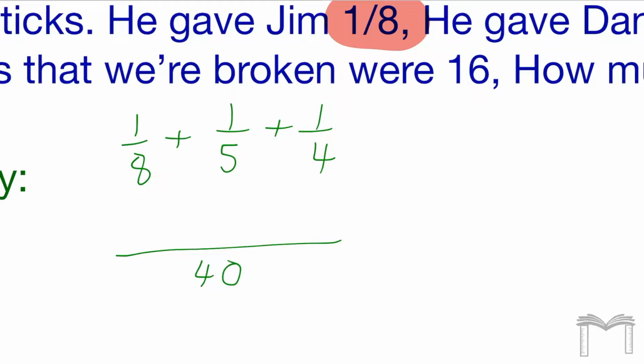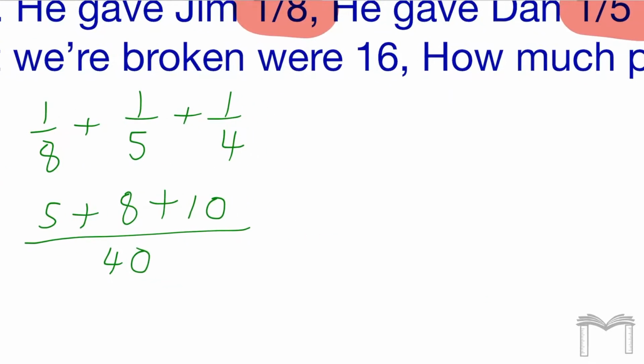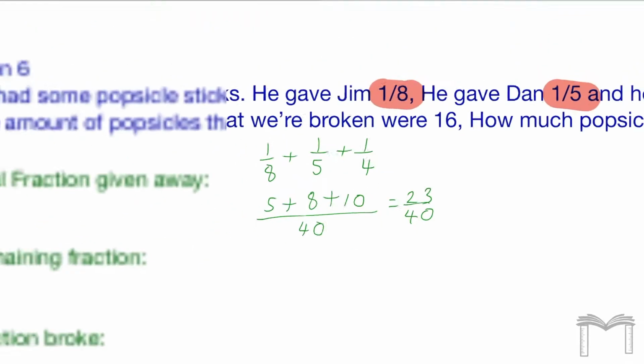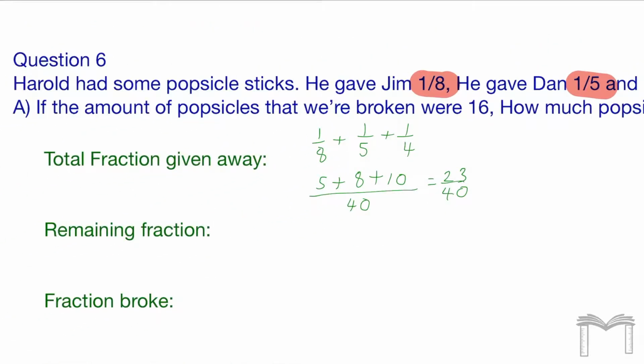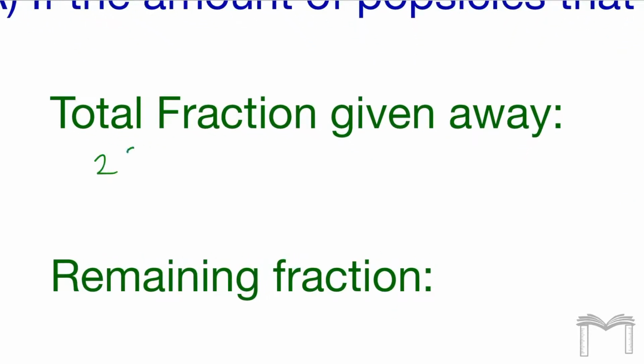So 8, 5, and 4 can all go into 40. 8 into 40 is 5, 1 times 5 is 5. 5 into 40 is 8, 1 times 8 is 8. 4 into 40 is 10, 1 times 10 is 10. So that's 10 and 8 is 18. 18 plus 5 is 23. So that's 23 out of 40. So the total fraction given away is 23 out of 40.